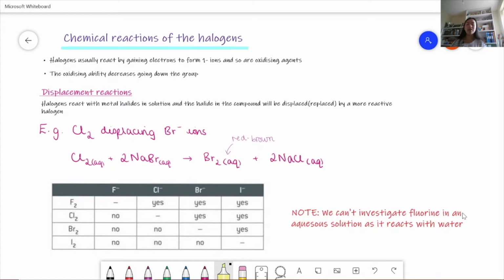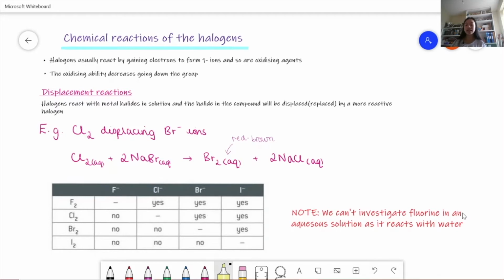So the solution which is formed is now sodium chloride. And so the bromine is then formed. And we can tell if this occurs or not because bromine is red-brown. So it will have gone from being a colourless solution to a red-brown solution. And at the bottom we have a table just to summarise what can be displaced and what can't be displaced.